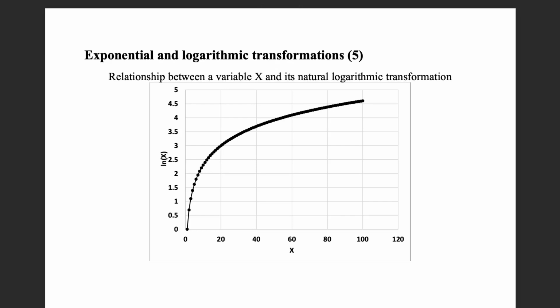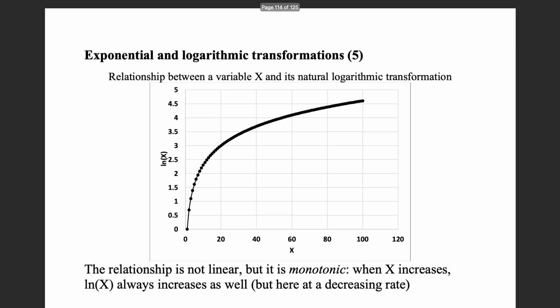If you look at how values are related to the natural logarithms, this is the picture that we would get. Again, I used an Excel sheet and plugged in different values for some x variable, in steps of 1, from 1 to 100. Then I created a new variable which takes the natural logarithm of those same values and put that on the y-axis and the original values on the x-axis. This is the relationship between the original variable x and the natural logarithmic transformation of that variable. And again, you see that it is not a linear relationship.